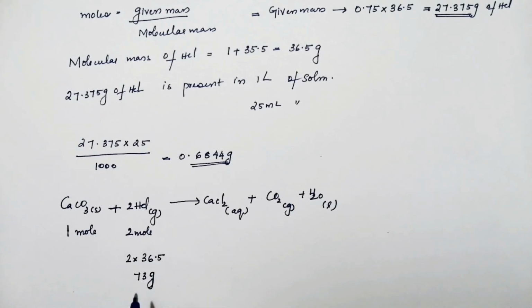So 73 gram of HCl is reacting with the molecular mass of calcium carbonate, which has atomic mass of calcium, that is 40, plus atomic mass of carbon 12 plus 3 into 16, which gives us 100 gram. So from this chemical equation we can say 100 gram of calcium carbonate is reacting with 73 gram of HCl to give us this reaction.